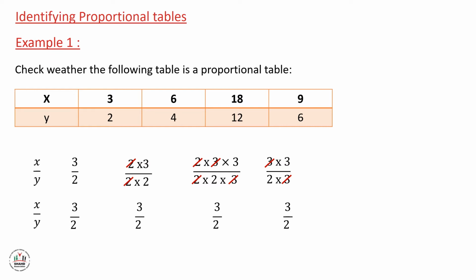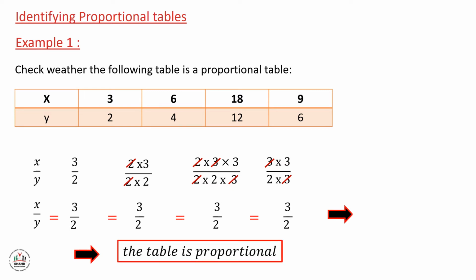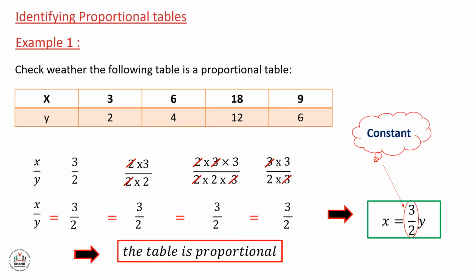So all the fractions are equal, which means that this table is considered a proportional table. Here x is equal to 3 over 2 y. 3 over 2, we call it the constant. So if we have the value of y, you can calculate x directly. If you have y equal to, for example, 2, then 3 times 2 is equal to 6, and 6 over 2 is equal to 3. So the value of x is equal to 3. And if you have x, you can calculate y.